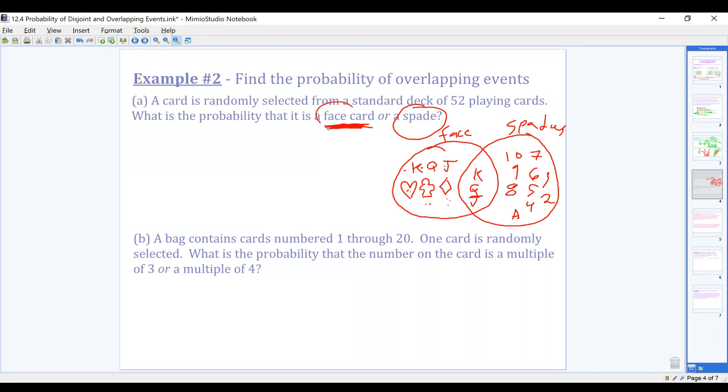What's the probability that it is a face card? So there's 9, we just counted, out of 52, plus the spades, we just counted over here, 10 out of the 52. Oh. Did I do that right? Let's see.